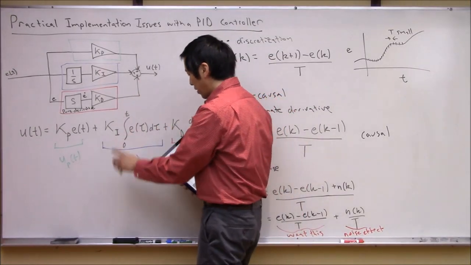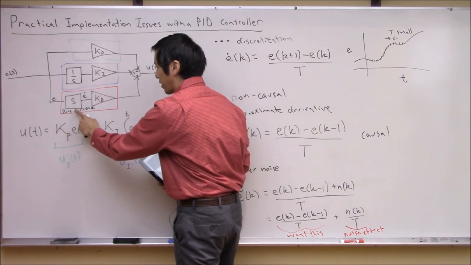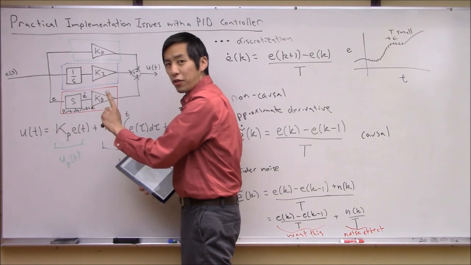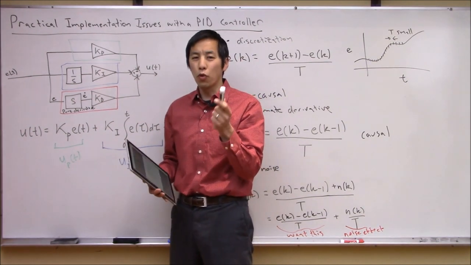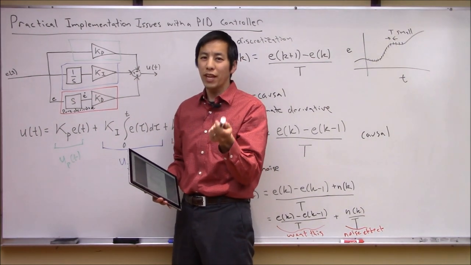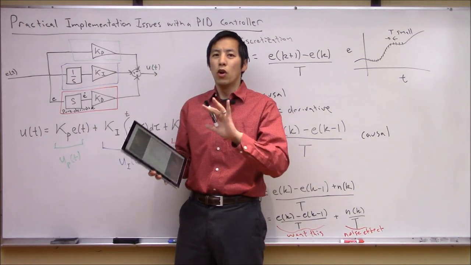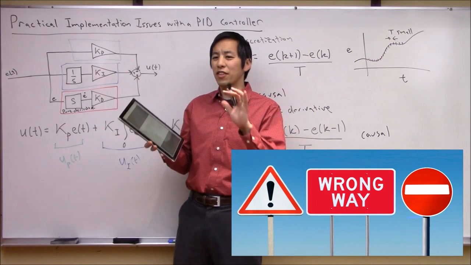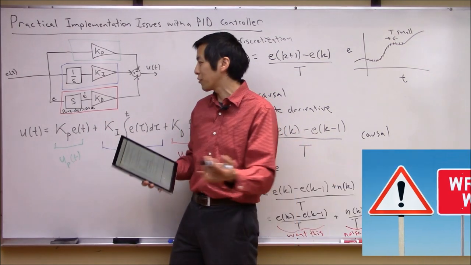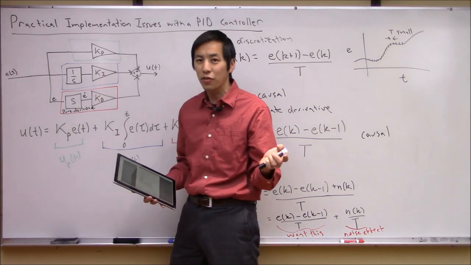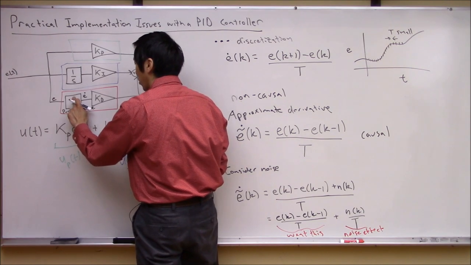All right, so let's update our diagram a little bit here. First off, we said this pure derivative was a non-starter. In fact, here's a good time to throw out a little word of advice. Anytime, as a controls engineer, you see an S hanging around all by itself, warning bells, klaxons, alarms should be going off in your head for some of the reasons that we just discussed. So A, this is non-causal.